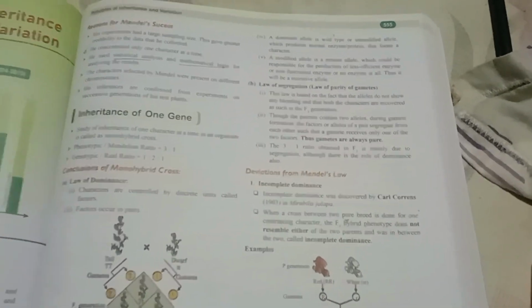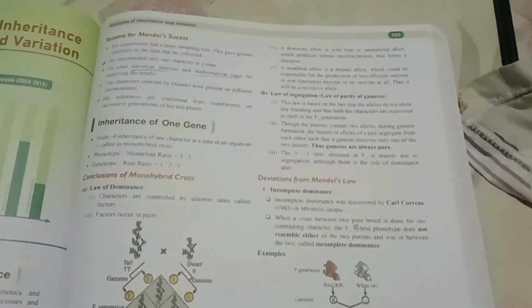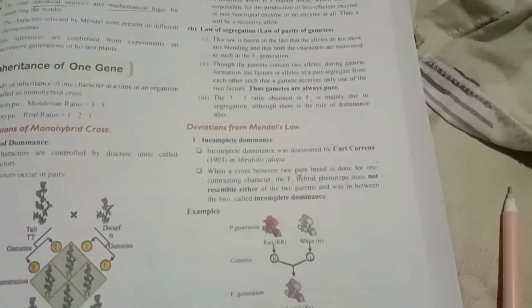Now incomplete dominance. Incomplete dominance is something where the plant is neither showing the dominant trait nor showing the recessive trait but in between of those traits. As I told you that pea plants can be tall, can be dwarf, but cannot be in between of these heights, cannot be of medium height. But incomplete dominance is something telling that the height can be in between of those tallness and dwarfness.